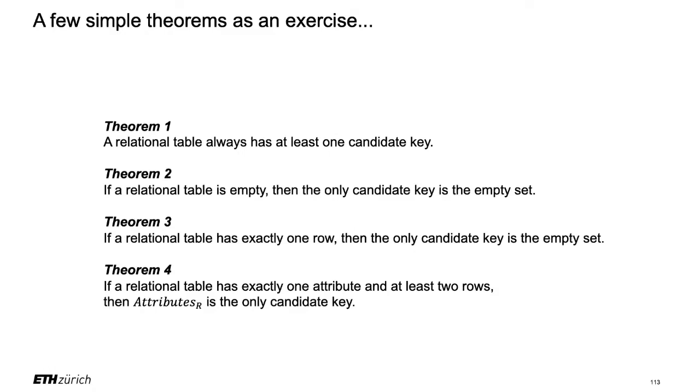It's a candidate key because it's minimal, because you cannot remove any attributes, and that's because you have 2 rows. If you have at least 2 rows and you remove an attribute, it's the empty set, but the empty set is not a super key if you have at least 2 rows. And the only one, why? Well, the other one would be the empty set, but the empty set is not a candidate key. So the only one you have is attributes.